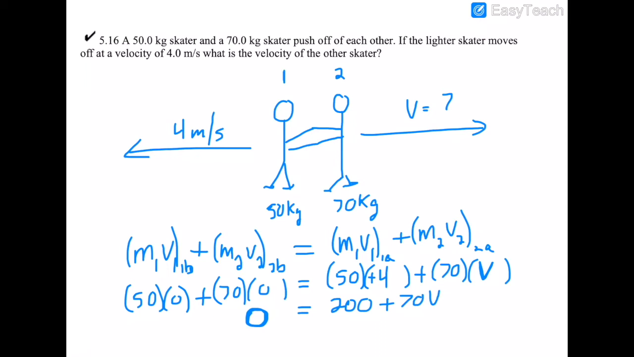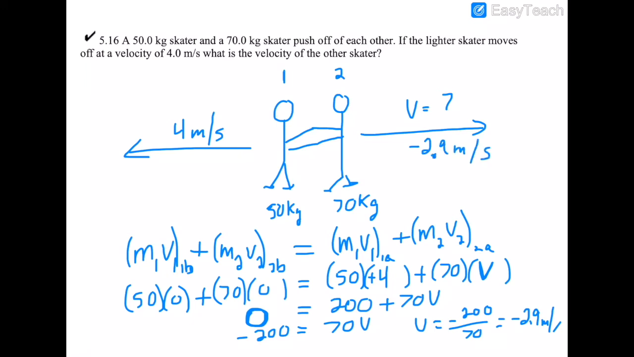So what are we going to do? We're going to take the 200 to the other side, and that'll be a negative 200. And that'll equal 70v. So how do we get v? V is negative 200 divided by 70. And if we look in the calculator here, 200 divided by negative 70 would be basically negative 2.9 meters per second. So this skater here is going to go at a negative 2.9 meters per second.